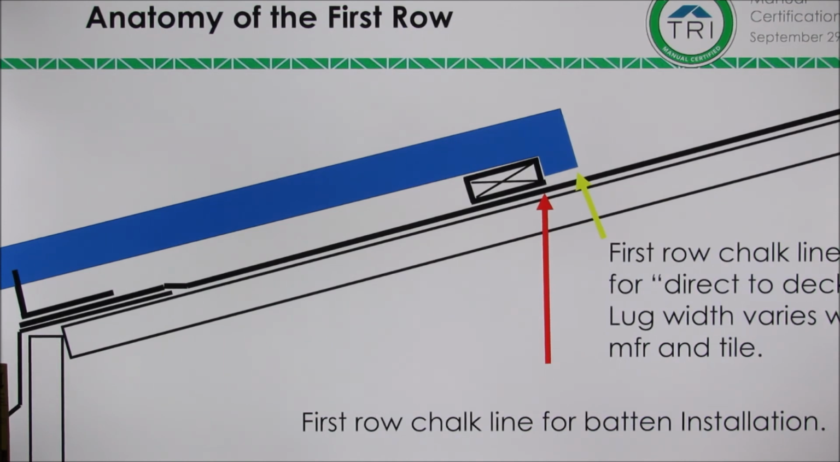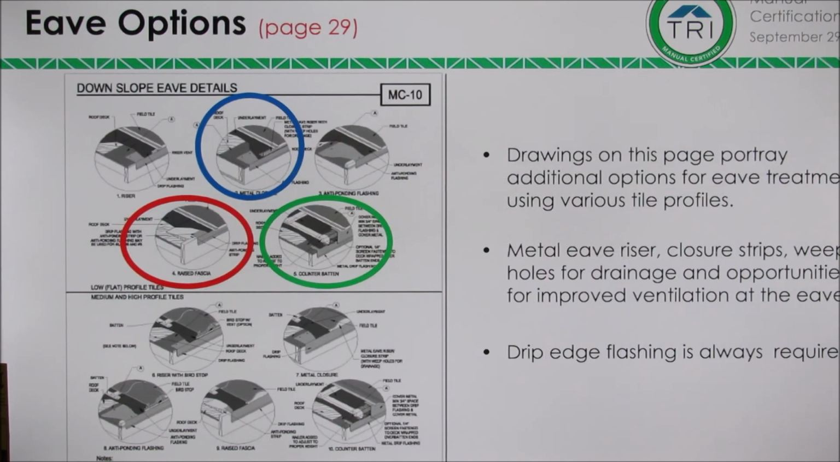If we were using a direct-to-deck application and we weren't using battens, our eave drip edge would still be in the same place, our eave riser metal would still be in the same place, but our first row chalk line would be indicating where we put the top of the tile, not where we install the batten. It's just an adjustment we need to be aware of when we're laying out our tile for that first row.